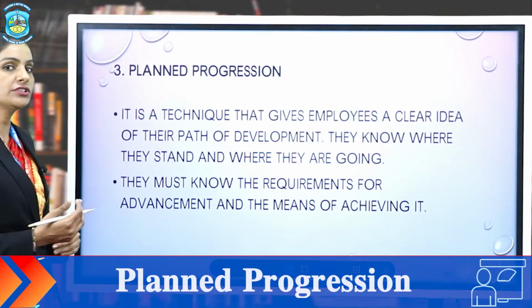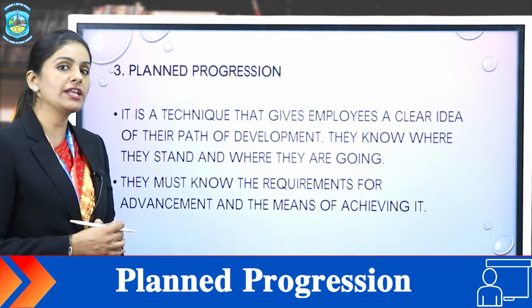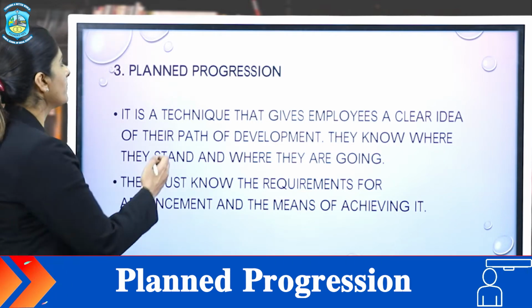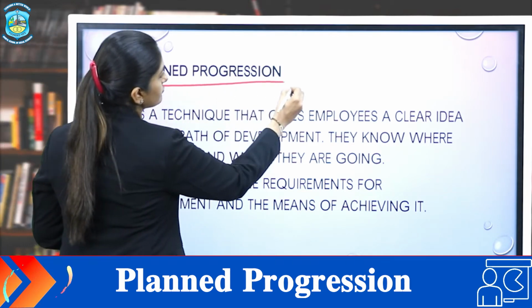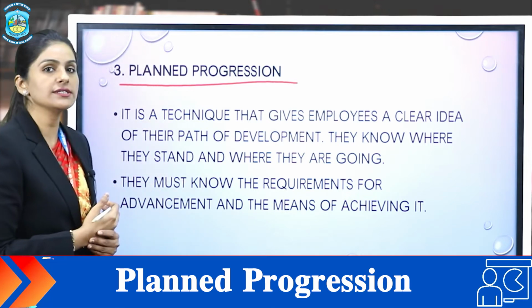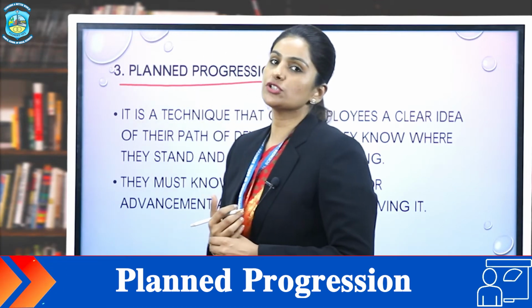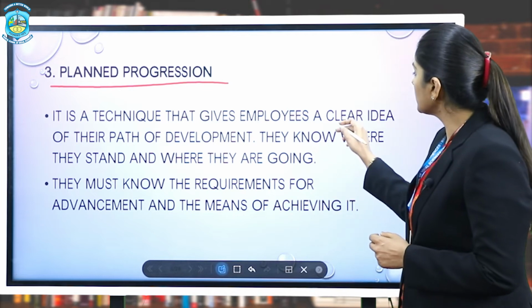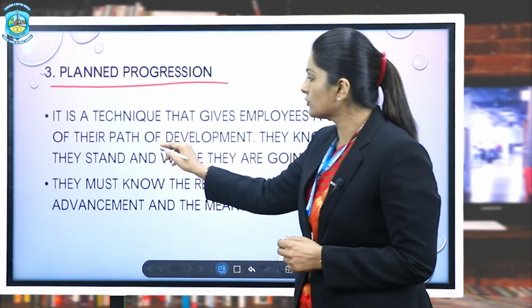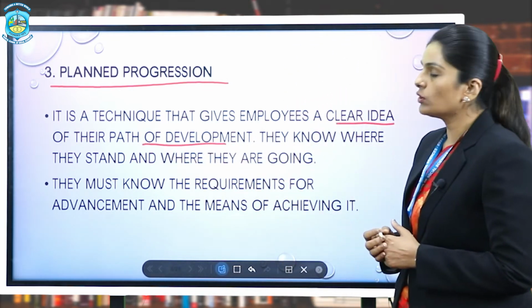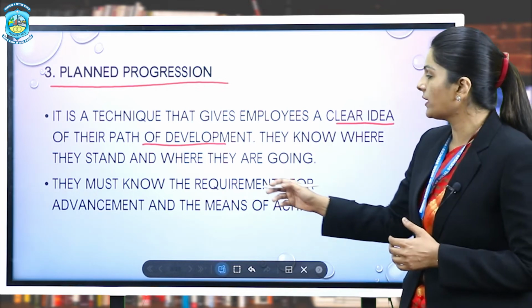Now let's move on to the third type of on-the-job training program, which is known as planned progression. Planned progression is a technique used to give employees a clear idea of their path of development, so they know where they stand and where they are going.